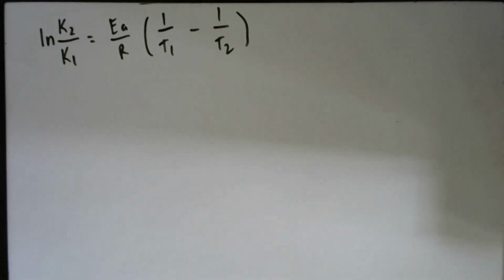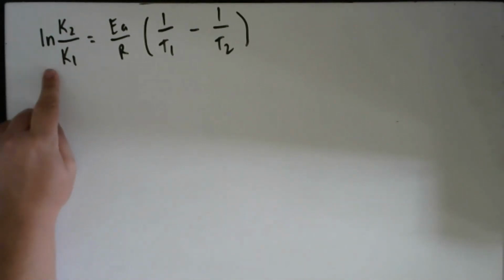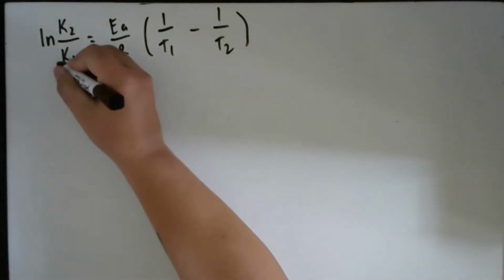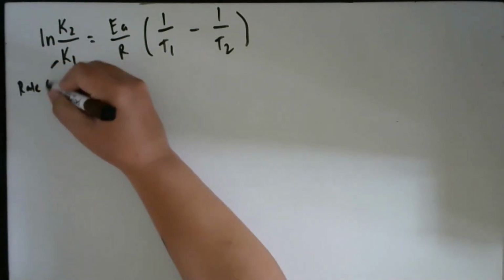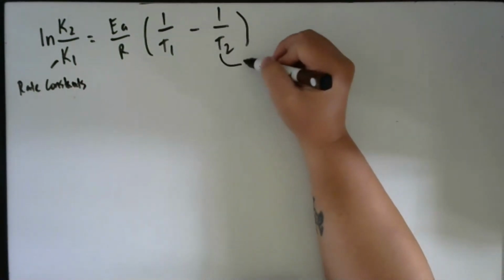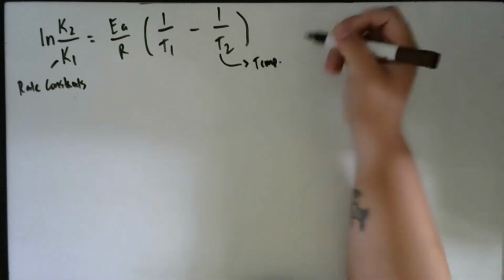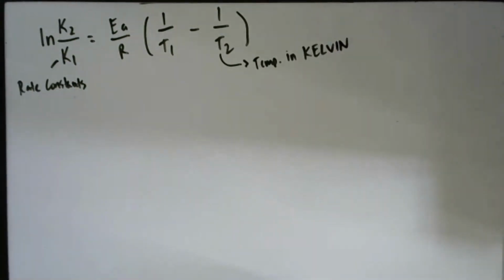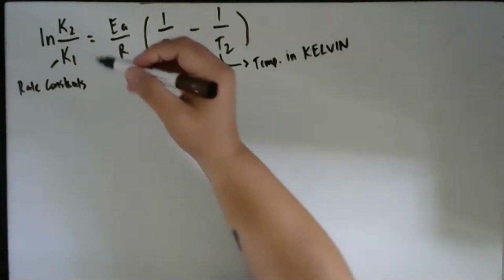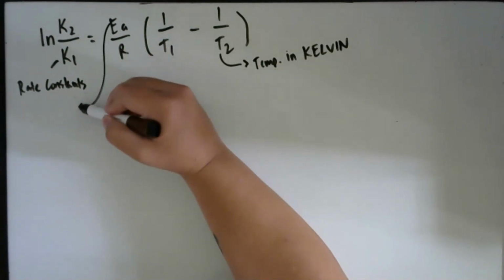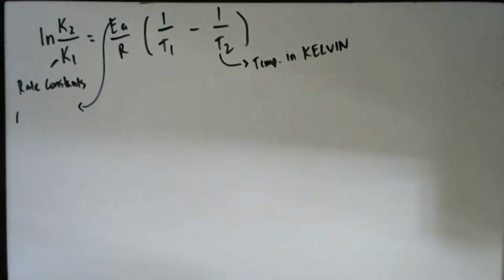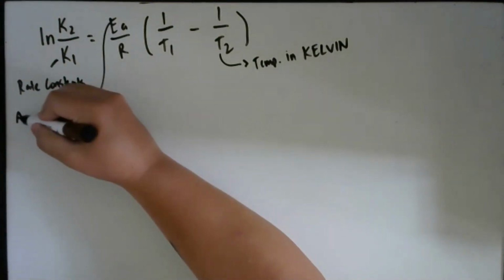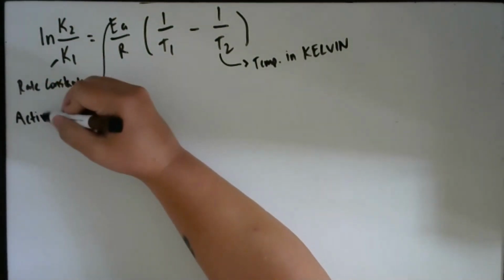Okay. Our K values are obviously going to be our rate constants. And our T values are going to be temperatures. These temperatures have to be in Kelvin. You cannot plug Celsius or Fahrenheit temperatures into your Arrhenius equation. Okay. This value here is going to be your activation energy, and it's going to be generally given to you in terms of kilojoules per mole.